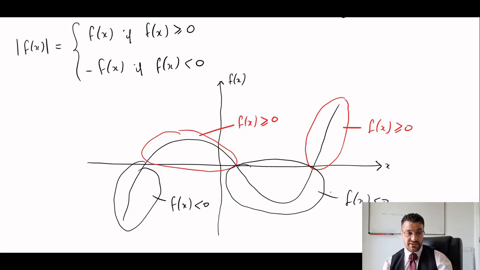Well, my definition tells me that if I choose, let's say I choose this value here, so we've got x here, and then we've got f of x here. My definition tells me that modulus of f of x at this point here is going to effectively reflect the value of f of x in the x-axis. Right, so rather than getting this value here, which is f of x, I'll get minus f of x, which is going to be up here.